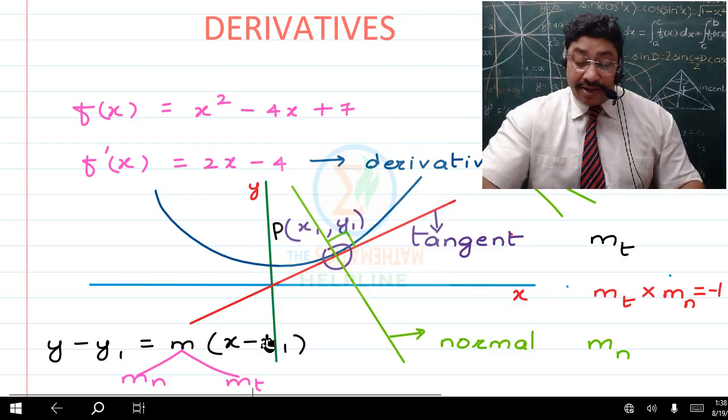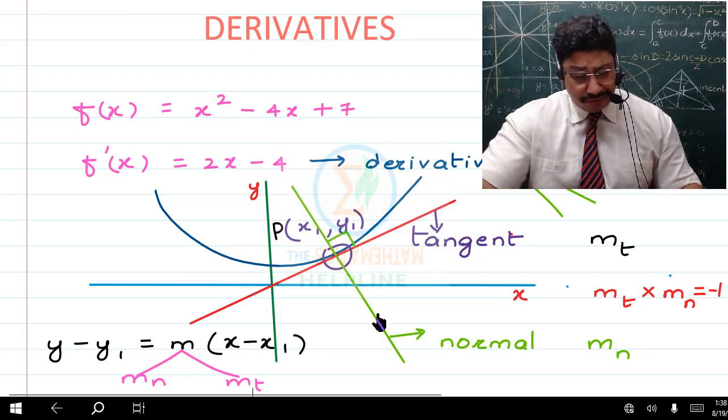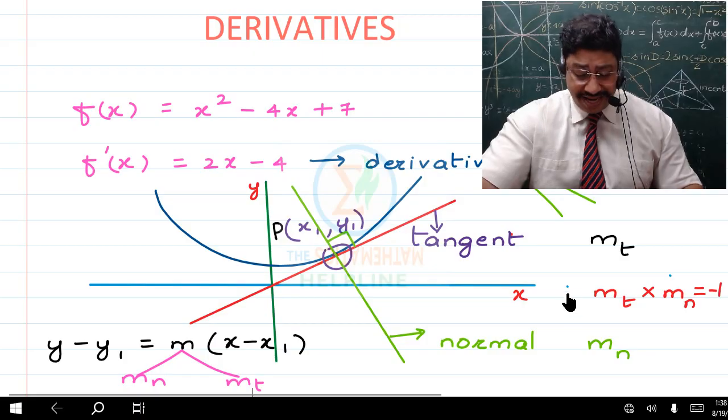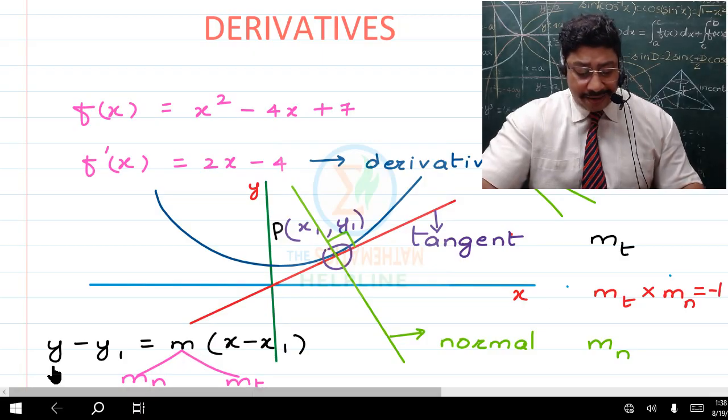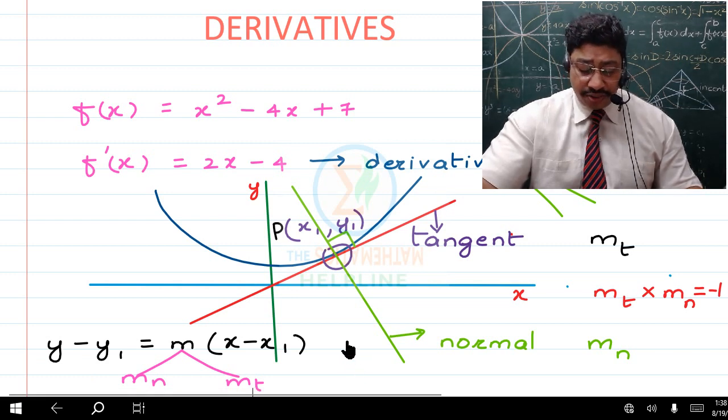That's it. Now there's another straight line which is characteristic and passes through this point (x1, y1), but is perpendicular to the tangent. So the slope of the tangent multiplied with the slope of the normal will give you -1, as you learned in class 10, right? And thus you would have found the slope of the normal, and using the one-point form again, you will be able to find the equation of the normal as well.